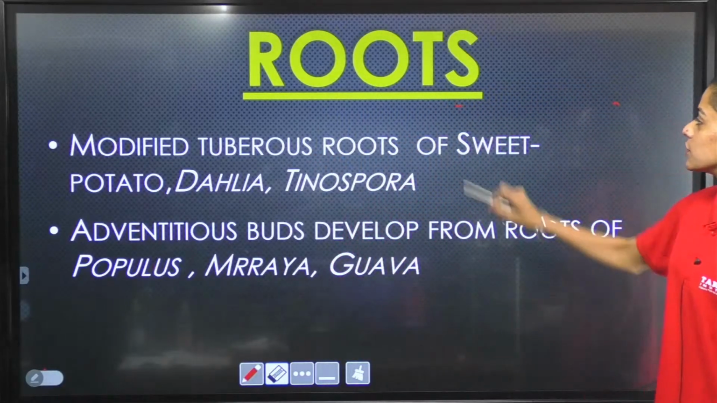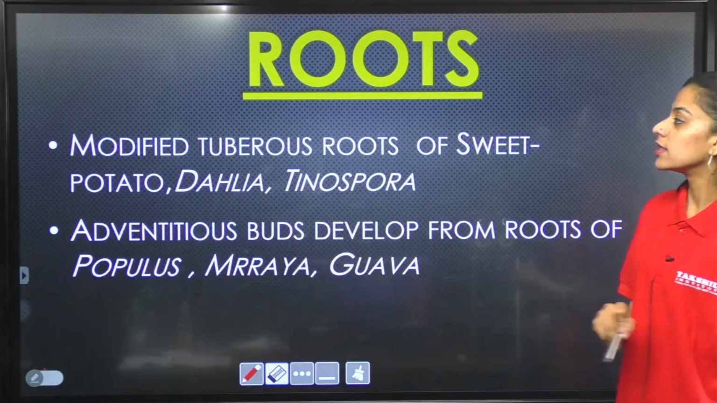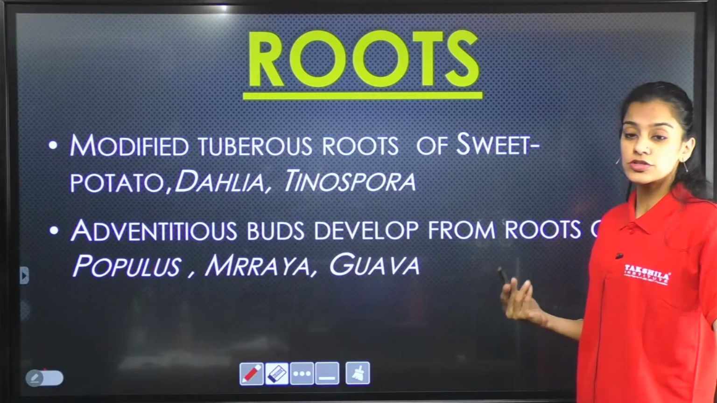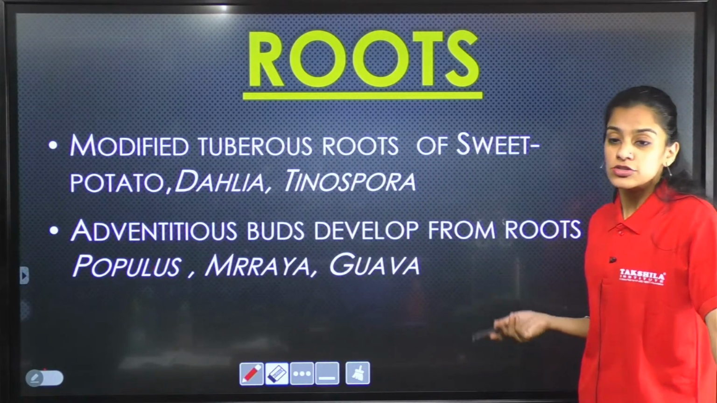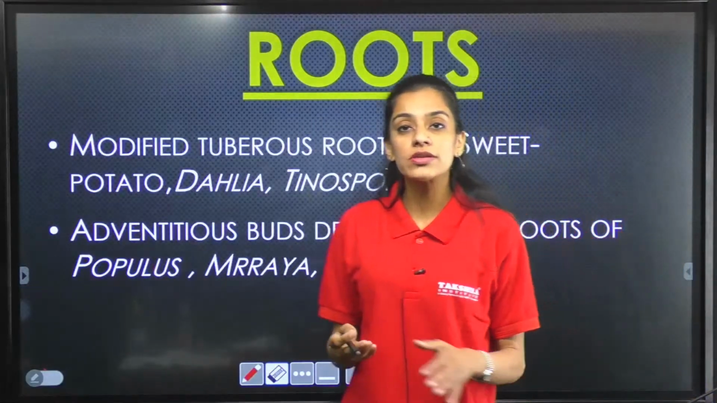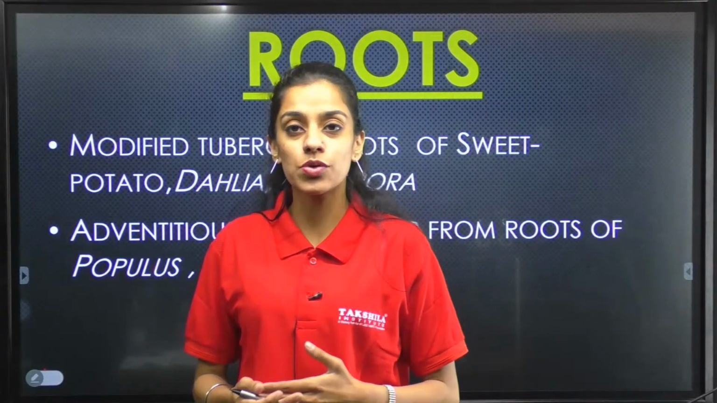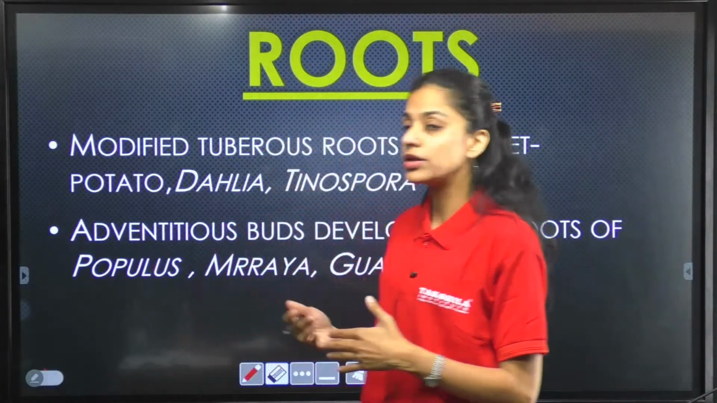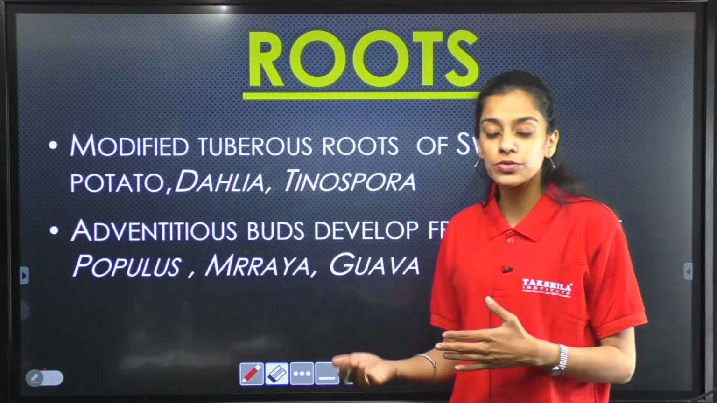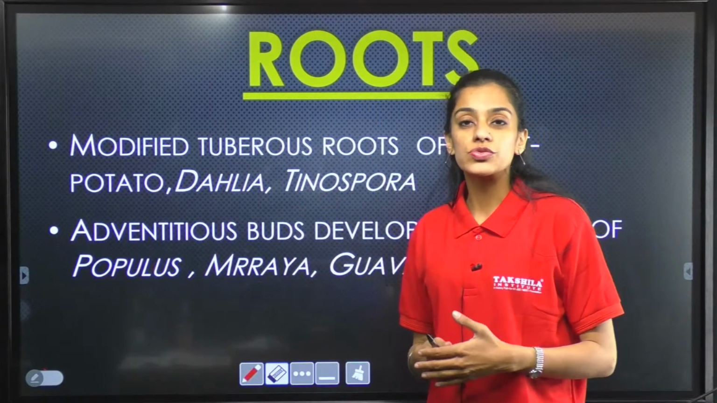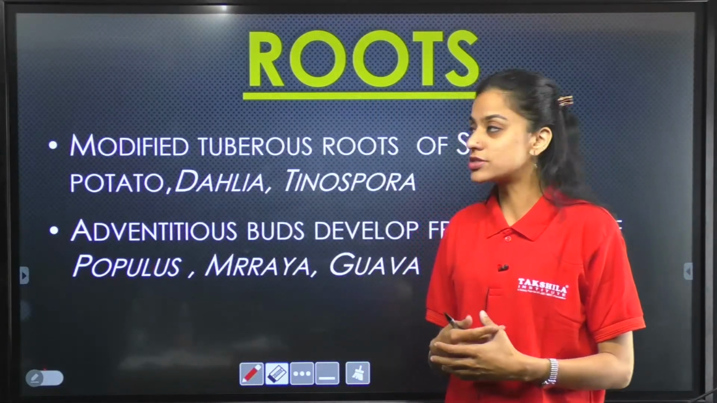So roots, we say that they are the modified tuberous roots. In 11th, we already discussed the various modifications of the root, and upon that only we're going to discuss which are the tuberous roots, which are the fibrous roots, fasciculated roots, and so on.